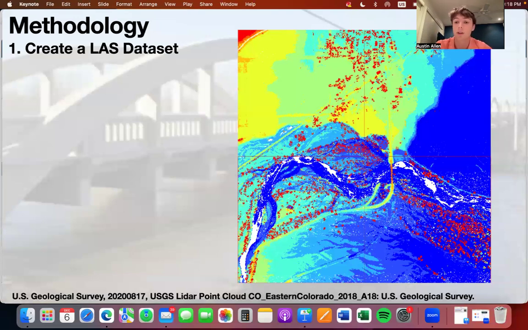I picked four quadrants to represent my study area, and I downloaded these, and then I had a little bit of trouble getting them into ArcMap to begin with because it's a .laz. So to change this, I had to upload the data into Cloud Compare and then save it as a .las to be able to put it into ArcMap.